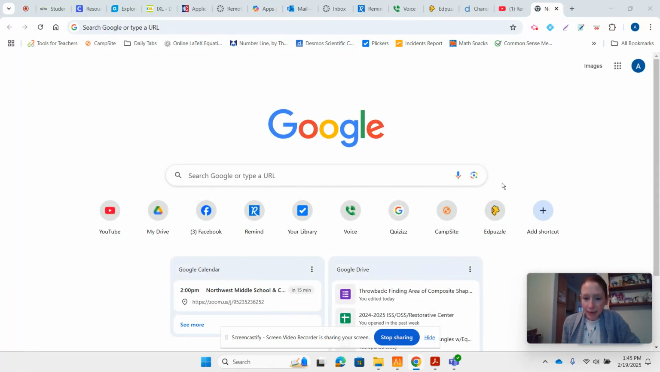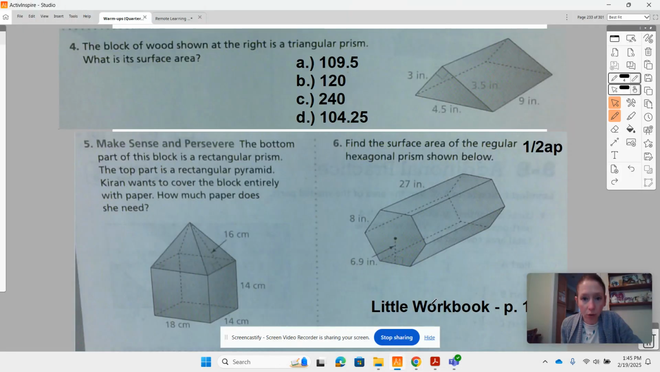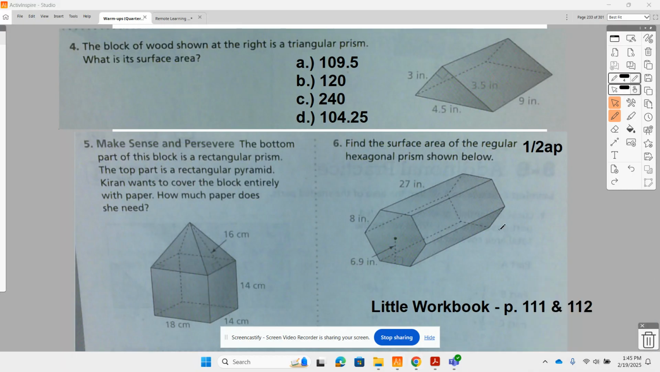Hey, seventh grade. I wanted to create a video for you to help you on your homework page for this week. I know I created some videos for your remote learning packets, but remember we're also working on surface area on pages 111 and 112 from our little book. So here are a couple of things to help you continue to work on this part so that you can have more done and ready for collection when we return to school.